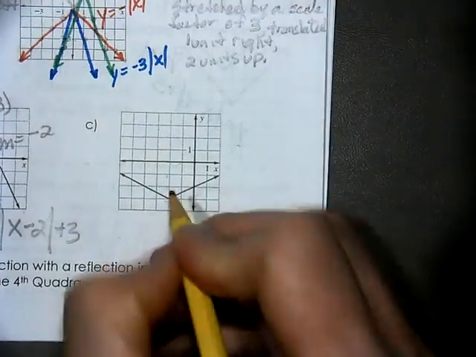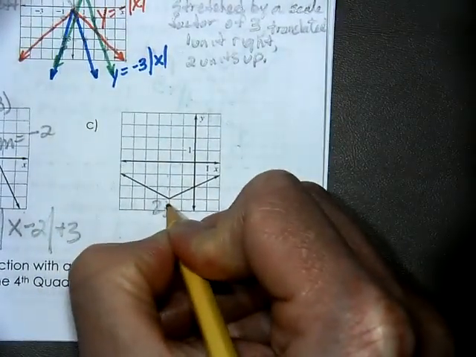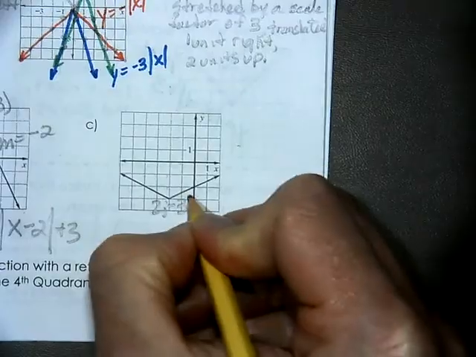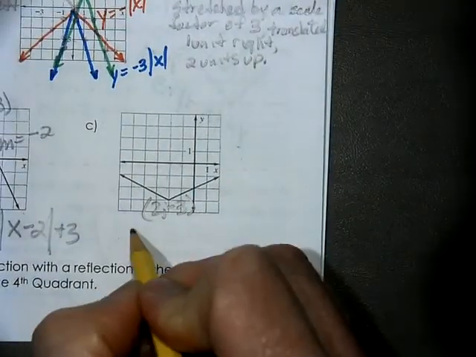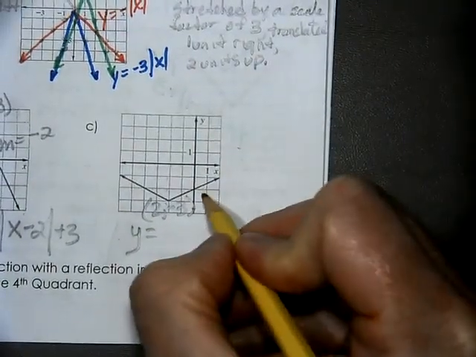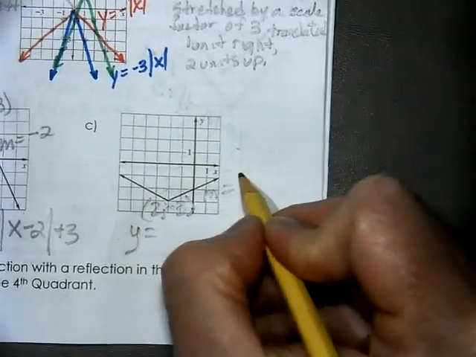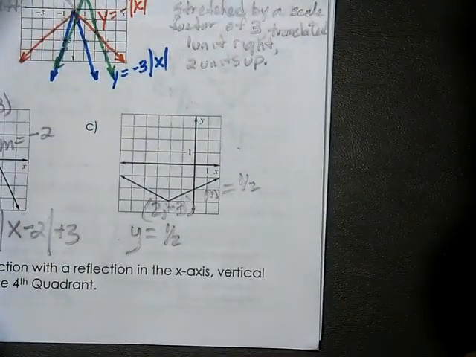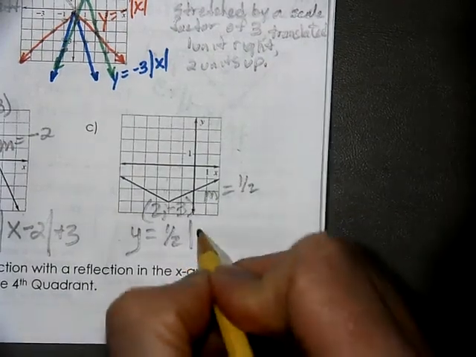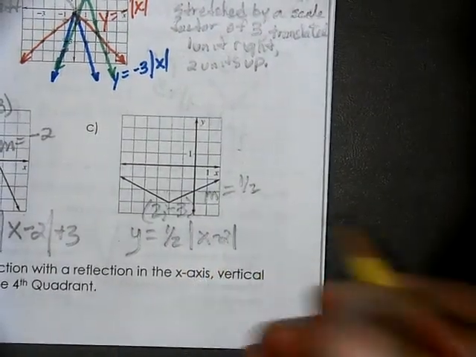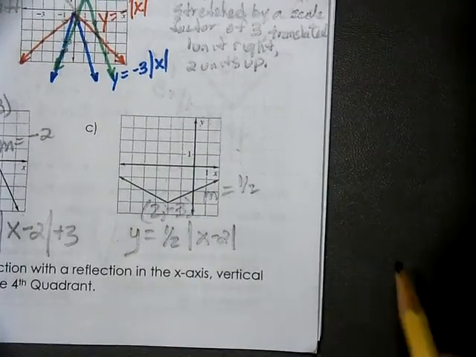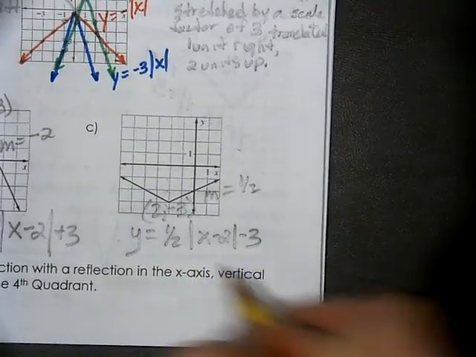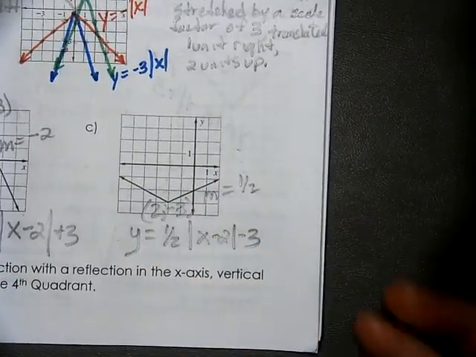To the left, 3 down. So y equals, with a slope of up 1 over 2, so it's a half. So it's a half, not -1/2 because it's opening upwards. X minus 2, it's always the opposite of your h value. Minus 3 because it's dropped down.